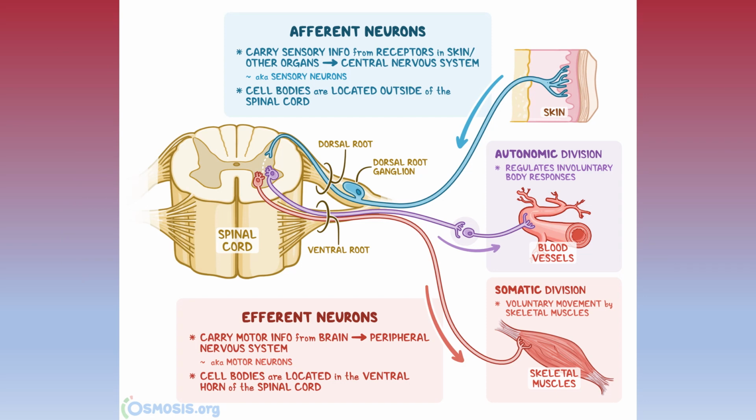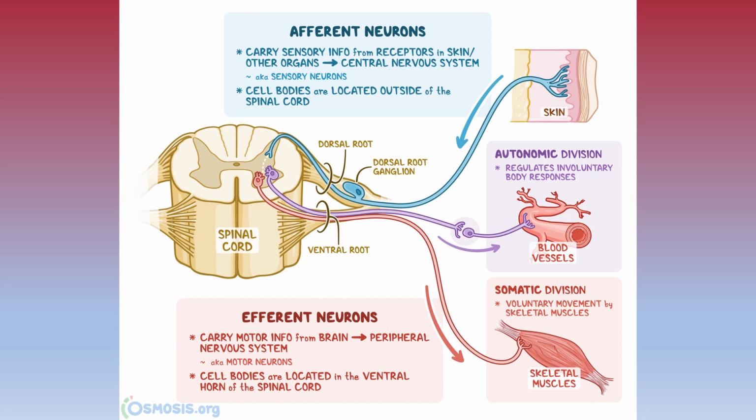Afferent neurons carry sensory information from receptors in skin and other organs throughout the central nervous system through sensory neurons. Cell bodies are located outside of the spinal cord. So from the skin, you receive information through the dorsal root ganglion to the dorsal root ramus.